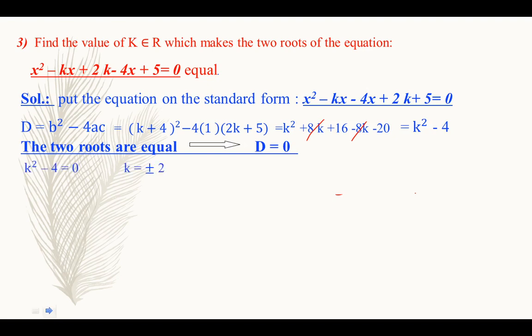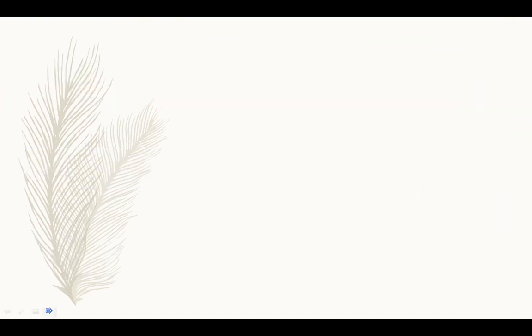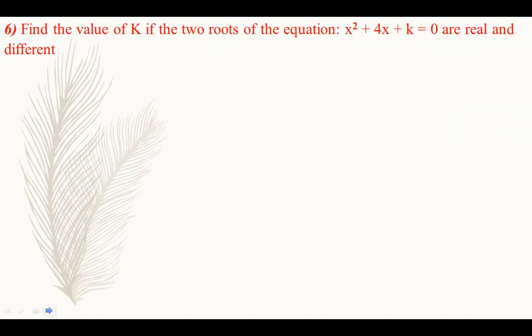That is to say that k power of 2 minus 4 equals 0. Negative 4 will go to the other side. Okay? So k power 2 equals 4. So k will be equal to positive or negative 2. Okay? Here we want to find the value of k which belongs to R. So k equals positive or negative 2. Okay? This is a difficult one, and we are going to solve another example like this.